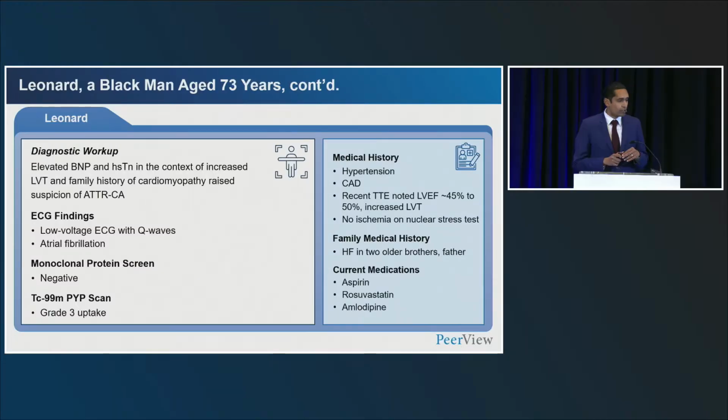And so Leonard undergoes more diagnostic workup. We find out that he has a significantly elevated BNP and high sensitivity troponin. This is in the context of that increased wall thickness and the family history, so raised suspicion for cardiac amyloidosis. His ECG shows low voltage in his precordial leads as well as his limb leads. Atrial fibrillation with an irregular rate was noted. They undergo monoclonal protein screening, which is of course negative and so important, as Dr. Kittleson mentioned, and then finally undergo a technetium scan which shows grade 3 uptake that was consistent with the diagnosis of cardiac amyloidosis. Anything else to note from this workup?